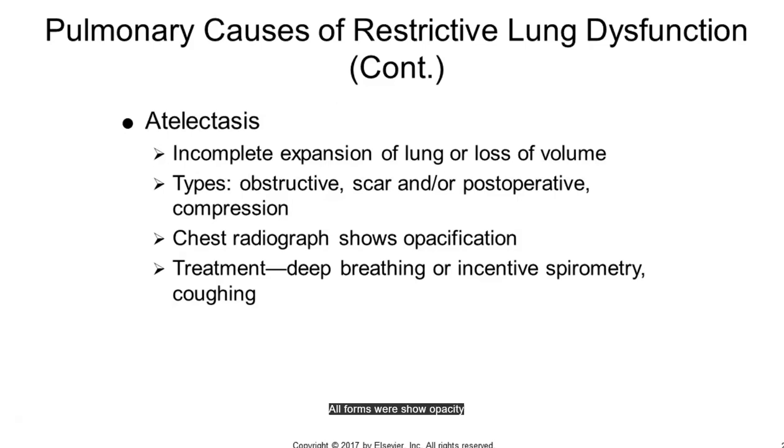All forms will show opacity on chest x-ray in both the AP and lateral views of a lobe or entire lung. With tension pneumothorax, mediastinal and tracheal shift will be apparent. Treatment includes treating the underlying cause, bronchoscopy to remove secretions, or airway expansion and clearance techniques such as incentive spirometry and deep breathing and coughing.